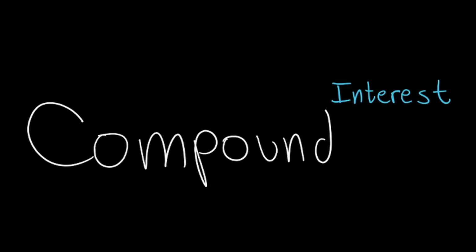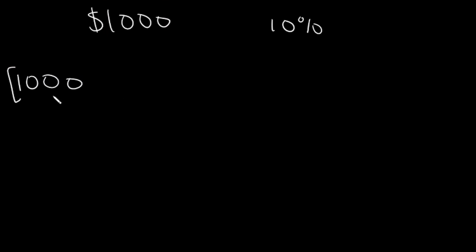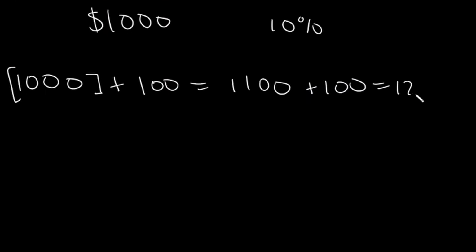Compound interest. Let's say we have a $1,000 investment and a 10% interest rate. If this were simple interest, we would just take our $1,000 and add to that our interest, which is just going to be 10% of 1,000. So that would be 100, and our new value would be 1,100. And when it came around for interest again, we would just add another 100. And now it would be 1,200.